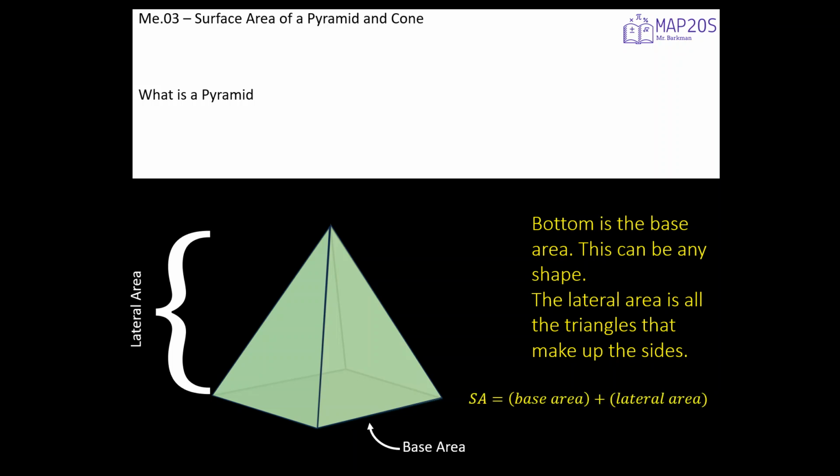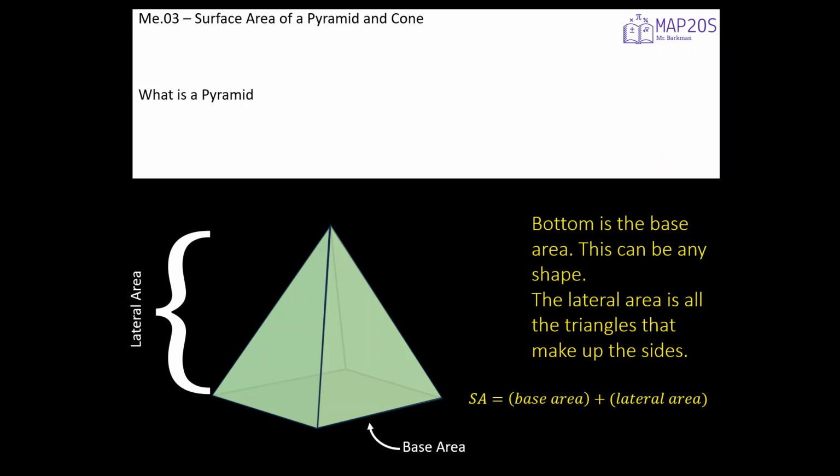And so when we want to try to find the surface area of a pyramid, we have to use this formula right here. Surface area is equal to the base area plus the lateral area. Now, the formula for the base area is going to be whatever shape it is. Whether that is a circle, a triangle, a square, or any sort of polygon, that's going to be our base area, and we have to be able to find that.